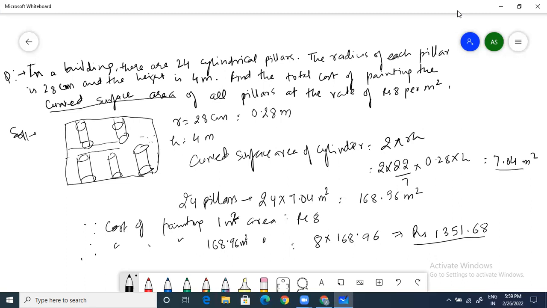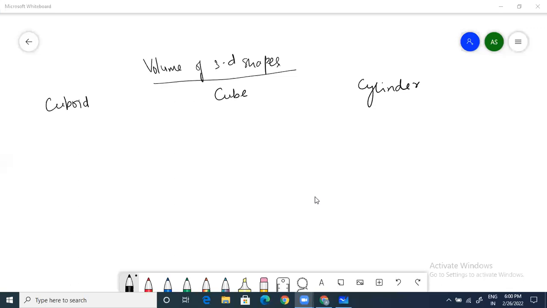Now, let's move to the next topic. Next topic for us is volume of 3D shapes, and it's the last topic for the chapter mensuration for class 8, right? So I think after this topic, we will finish the chapter mensuration.